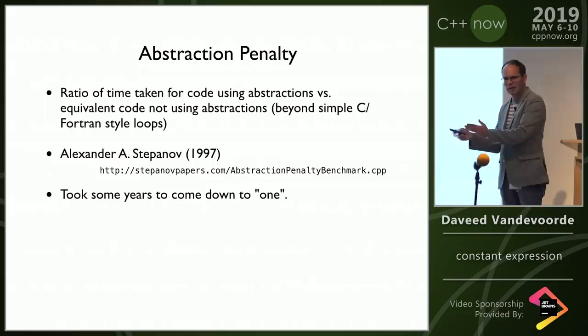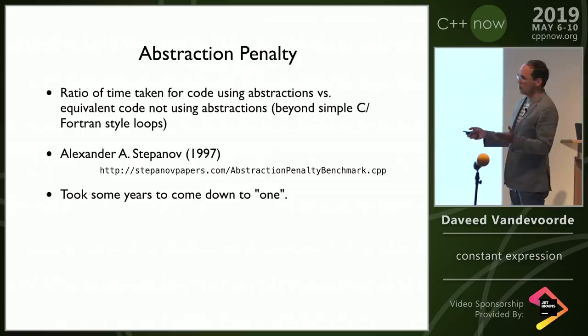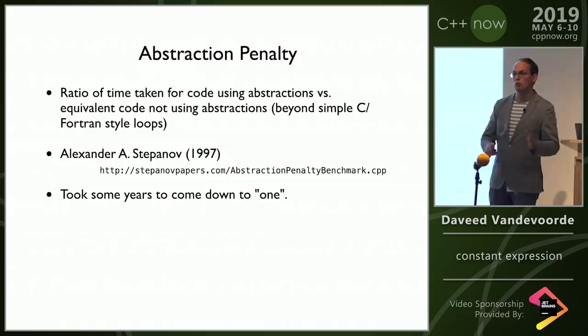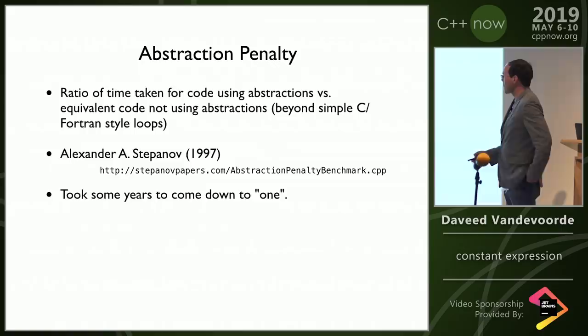And ideally, it should all be one. But when I got that, I was working for HP, and he sent me the email, and I applied it, and I think we got one of the abstract cases, one, and everything else became gradually worse and worse and worse. In the higher cases, it was more than 10, so more than 10 times penalty just for using simple things like a reverse iterator or something like that.